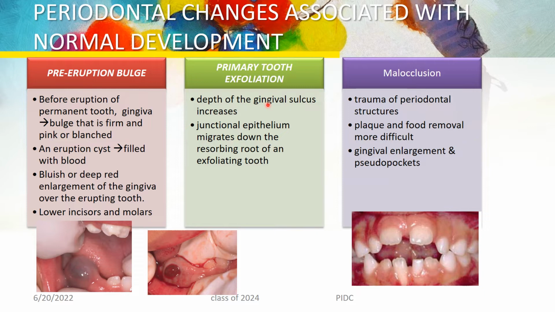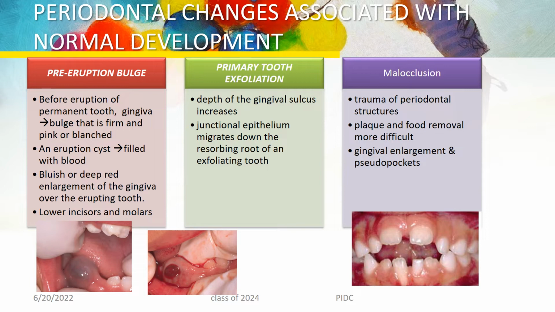This mainly occurs in children, where there is a decrease of the gingival sulcus depth and an increase in the depth of the gingival sulcus, and the junctional epithelium migrates down the resorbing root of an exfoliating tooth, and therefore the tooth becomes mobile and the tooth gets exfoliated.